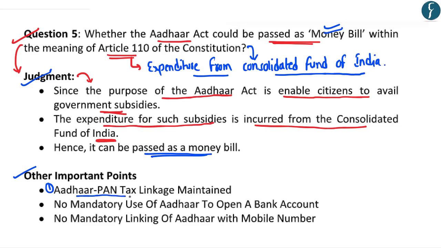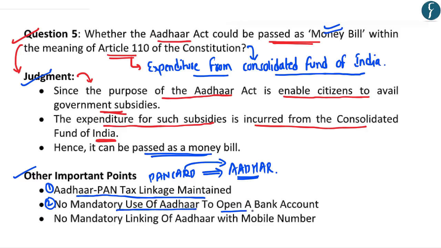Further, some important points with respect to Supreme Court judgments are, the Supreme Court has ruled that the Aadhaar PAN linkage can be maintained in future. That is the linkage of PAN card with the Aadhaar is not unconstitutional. However, it stated that there should be no mandatory use of Aadhaar card to open a bank account, as well as there should be no mandatory linking of Aadhaar with the mobile number. So these are the various judgments of the Supreme Court with respect to the Aadhaar Act.